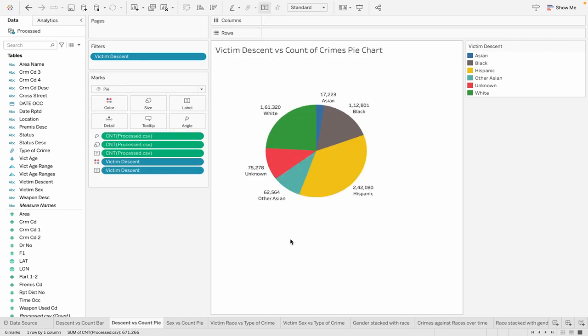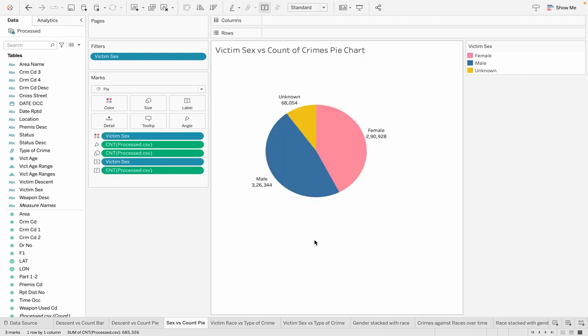The inferences that could be made for task 2 were that there are a maximum number of crimes committed against Hispanics, followed by whites, followed by blacks, followed by other Asian, and then followed by Asian among the different races in Los Angeles. For sex, we could see that there are more crimes committed against males than females.